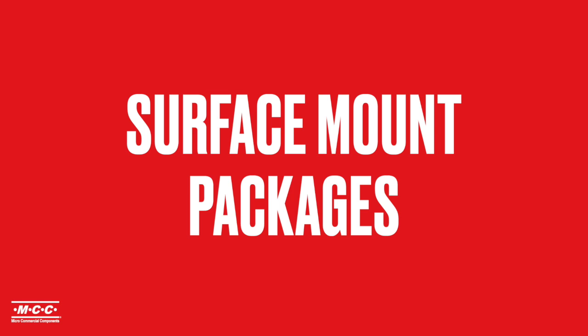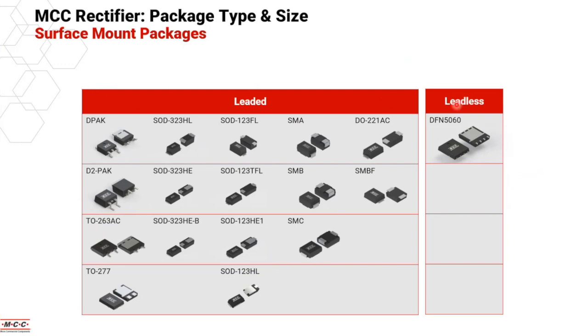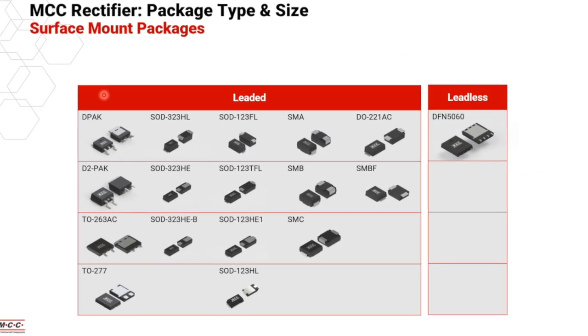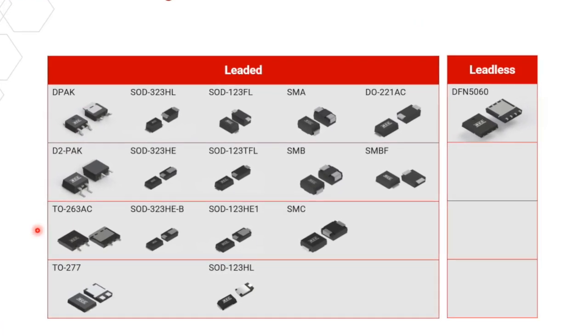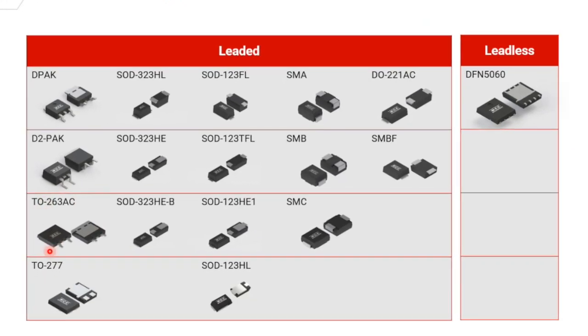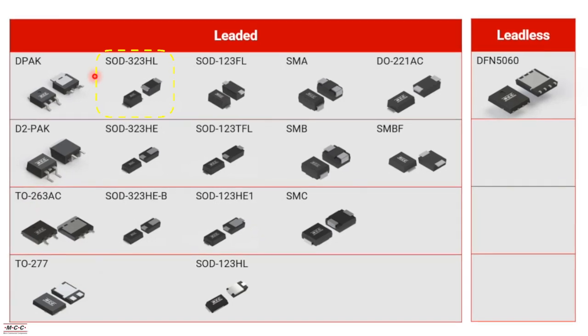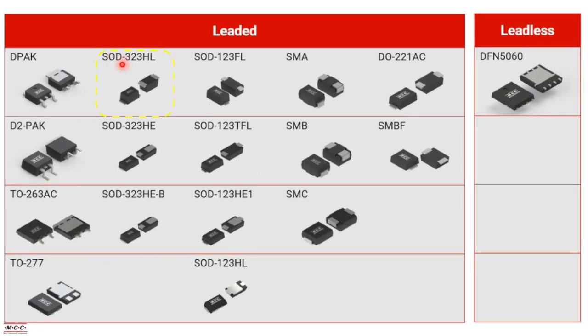For surface mount packages, we have the leaded as well as the leadless. For the leaded packages, you can find the standard industrial packages, such as the DPAK, the D2PAK, the TO263AC, and the TO277. For smaller packages, we have the SOD-323, SOD-123, and SMA, SMB, SMC. For the flat lead type, we also have the TO221AC, which is known as SMAF as well, and SMBF. And for the leadless package, we have the DFN5060 package to offer.